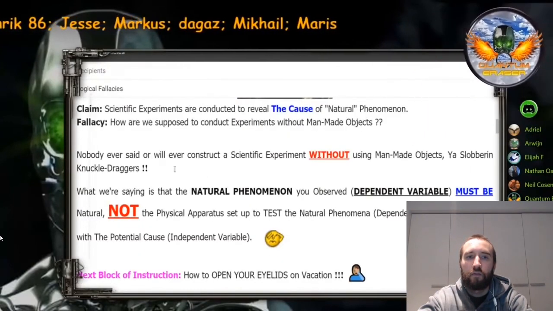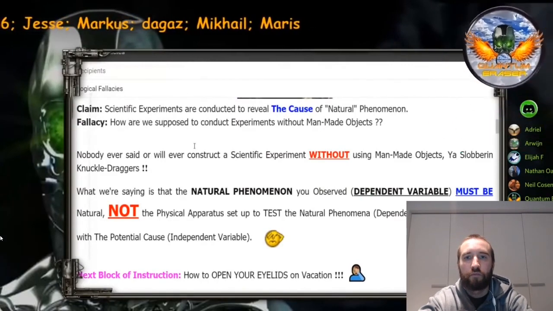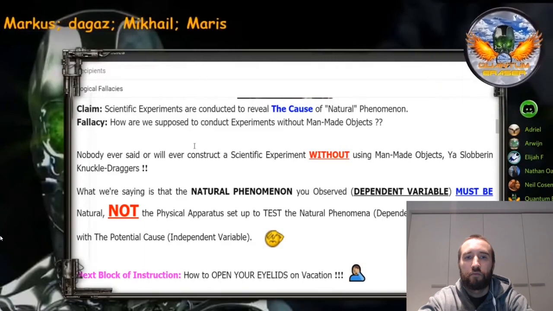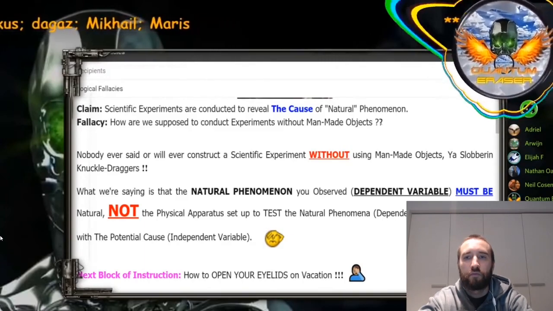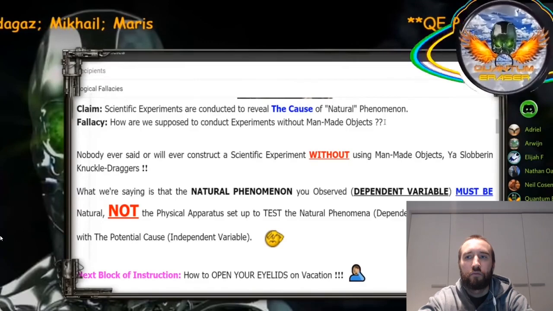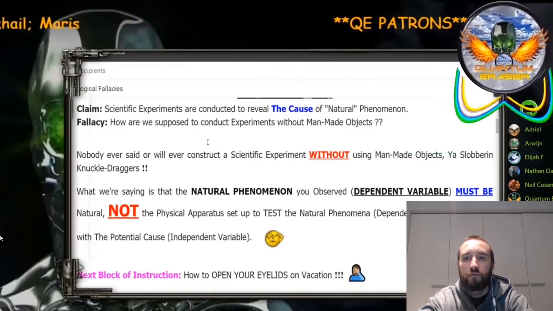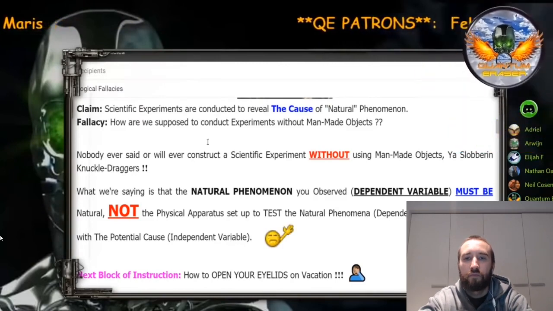This is an easy one. Claim: scientific experiments are conducted to reveal the cause of natural phenomena. What do these numpties do nonstop for the past 2.5 years? How are we supposed to conduct experiments without man-made objects?